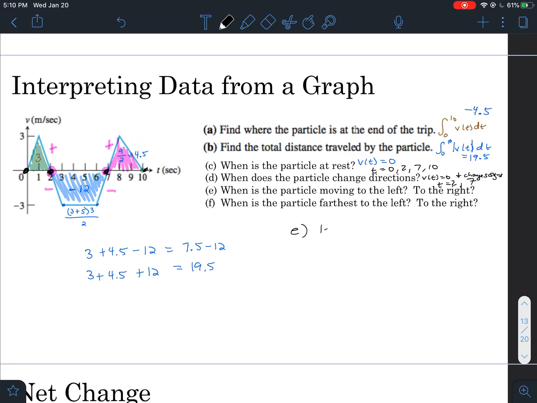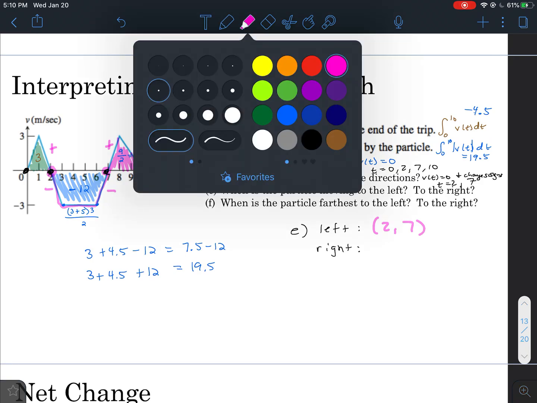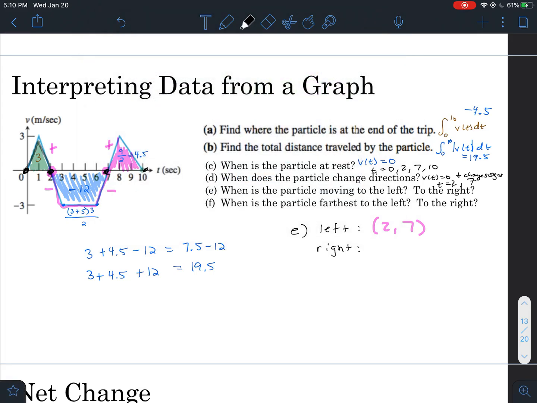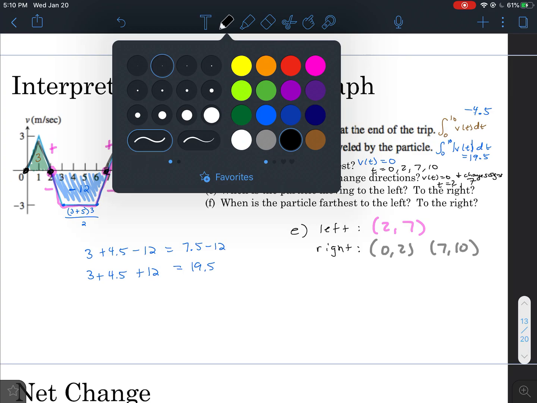When is the particle moving to the left? Well, it's moving to the left when the velocity is negative. So the velocity is negative between 2 and 7. So from 2 to 7, the particle is moving to the left. When is the particle moving to the right? When the velocity is positive. The velocity is positive from 0 to 2, and from 7 to 10. So that is when the particle is moving to the right.